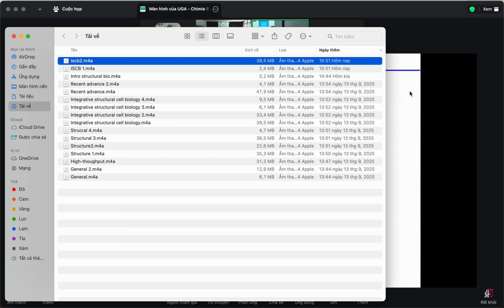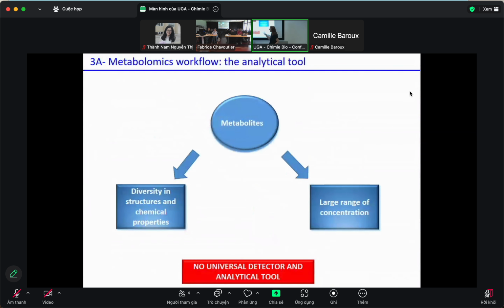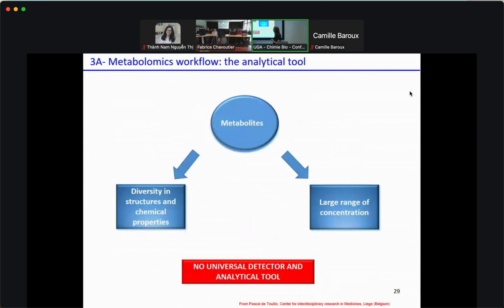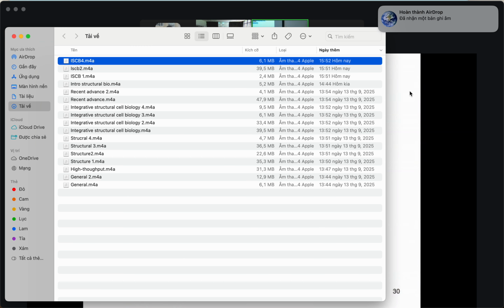As I told you before, metabolites are very different. There is a big diversity in structure and chemical properties, and also a large range of concentration from the micromolar to molar. And this is a complexity. So this is why there is no universal detector or analytical tool for metabolomics.